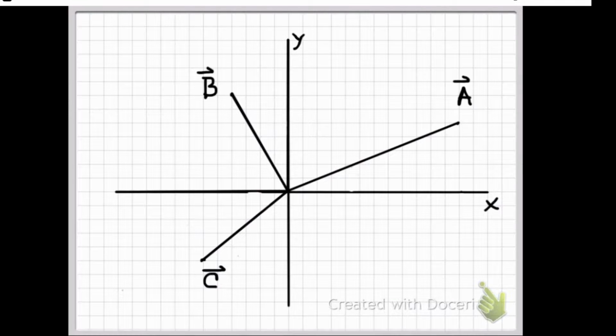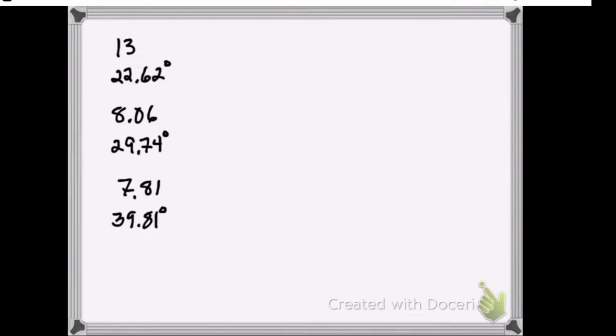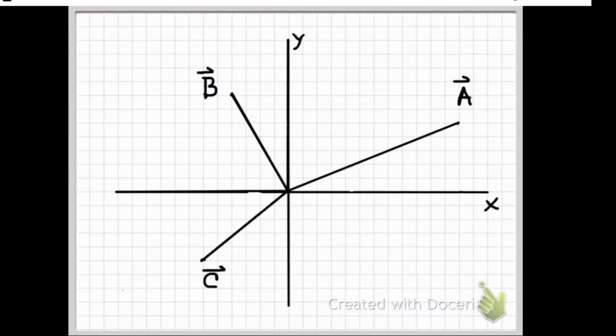So in this particular problem, we have three vectors, vectors A, B, and C. And so we're going to label these. I put the measurements for each of them on the next page, so we're going to go grab those from the next page. Vector A has a magnitude of 13, so we're going to put that right over here. So vector A has a magnitude of 13.